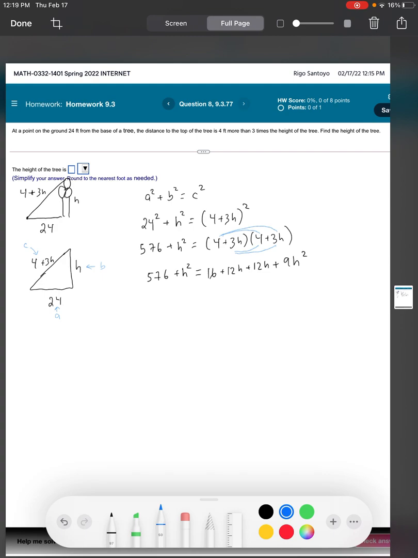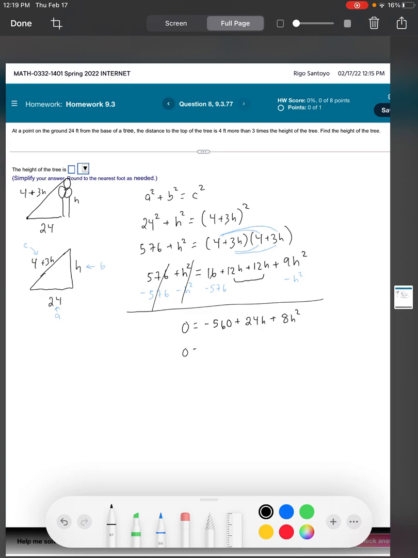The whole goal is to set this equal to 0 since it is quadratic. So I will subtract 576 and subtract h squared. What I do to one side of the equal sign, I do to the other side. This will cancel, that will cancel, leaving us with 0 equals 16 minus 576, that gives us negative 560, plus 24h plus 8h squared.